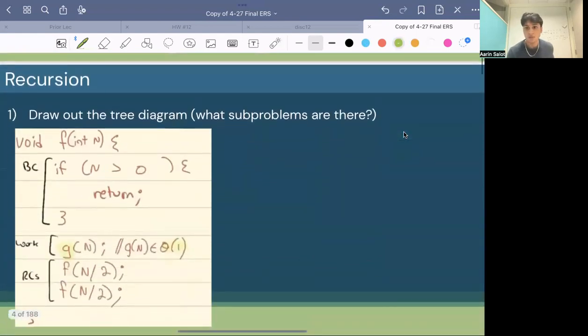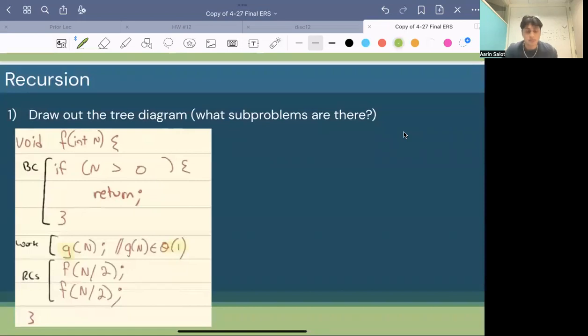Okay, now let's talk about how to solve asymptotics questions. Asymptotics questions really fall under two categories, and those are recursion and iterative type questions. Let's first cover recursive type questions. There are three main steps to cover these.